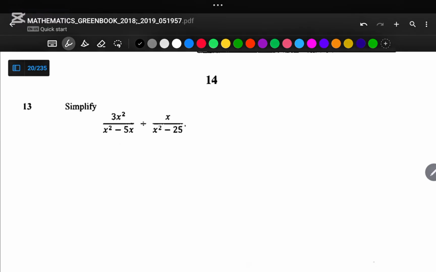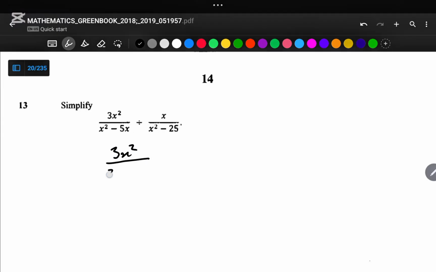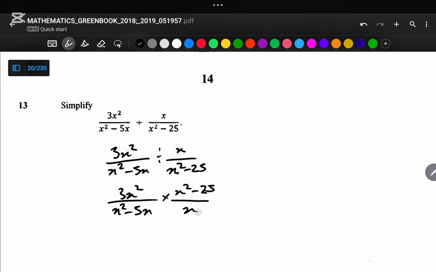So we are on number 13. Number 13 says simplify 3x squared over x squared minus 5x divided by x over x squared minus 25. So we are going to simplify. The first thing we can do is replace this division sign with a multiplication sign, and we invert the second fraction. So it is now 3x squared over x squared minus 5x multiplied by x squared minus 25 over x, like this.